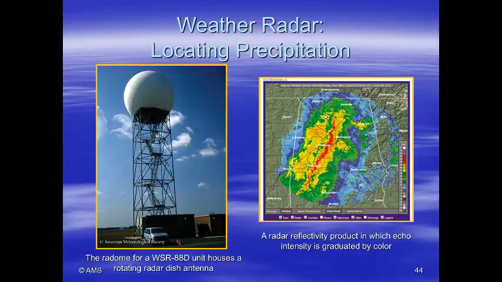Here is a dome for a radar. So we cover these with a dome to protect it from the rain and the elements, and the microwaves can get through the dome. The picture on the right shows a radar reflectivity product, and the echo's intensity is graduated by color.